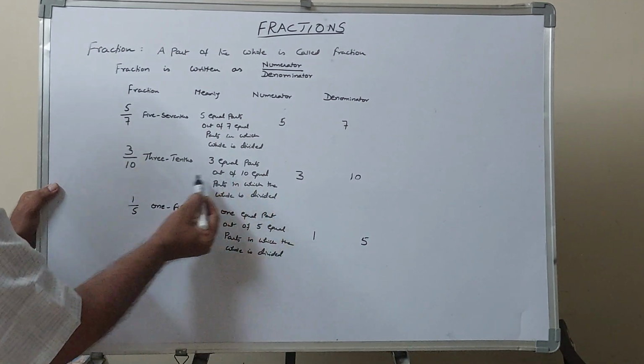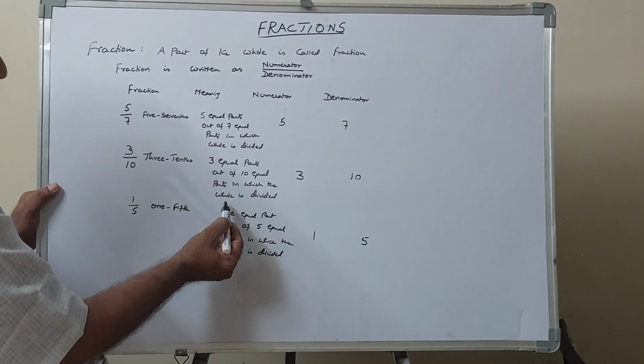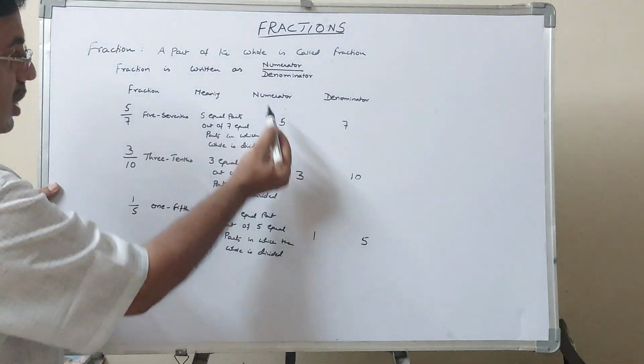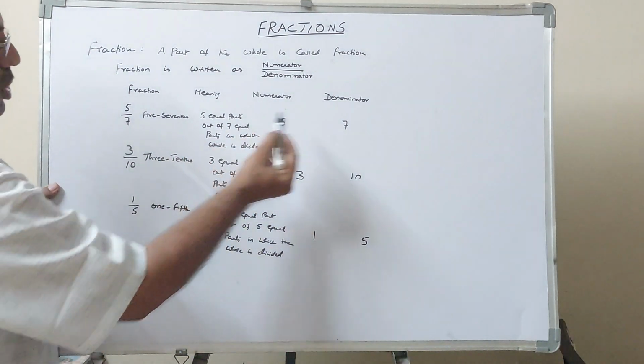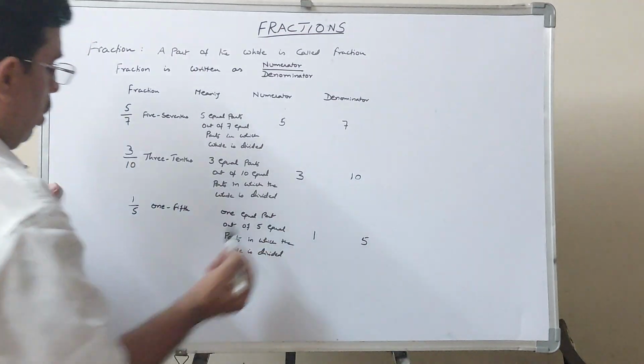So 3 equal parts out of 10 equal parts in which the whole is divided. 3 is called the numerator, and 10 is called the denominator.